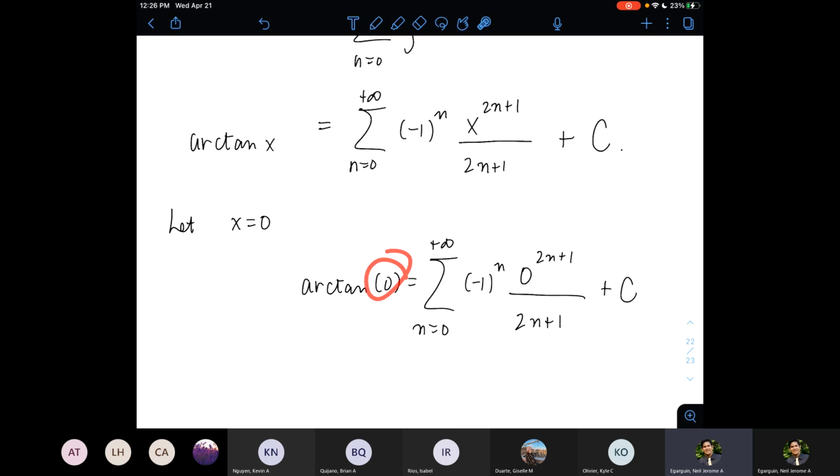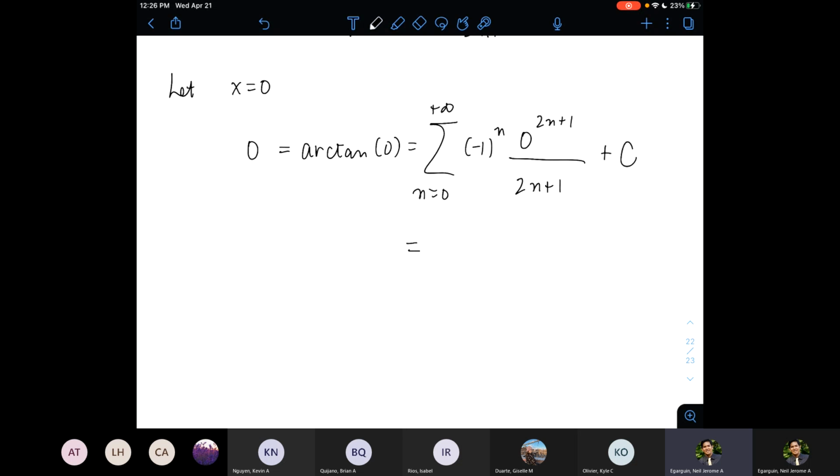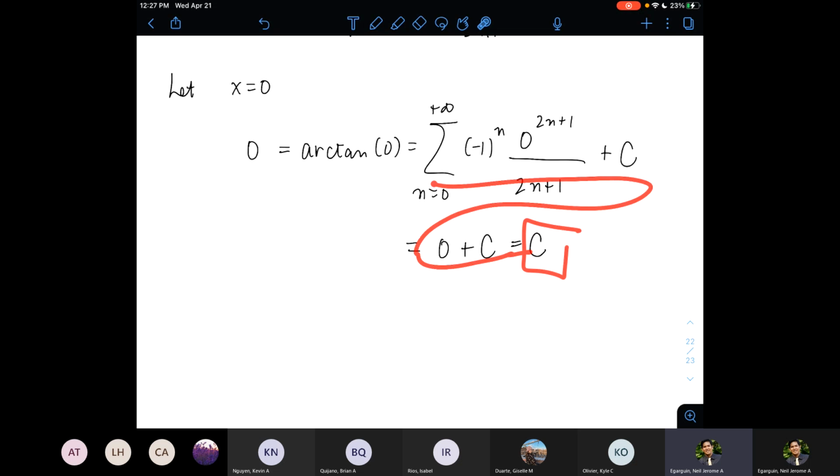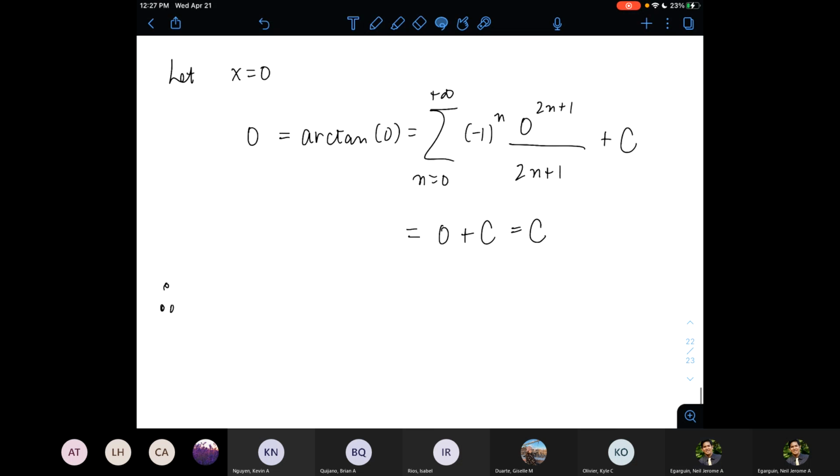But what is arctan of 0? Arctan of 0 is 0, right? Because tangent of 0 is 0. But the right-hand side is just a sum of a bunch of zeros. So that technically will still be 0 plus c. That means this is c. So what we have seen here is that c is equal to 0. So therefore, our expansion for arctan will exactly be this guy, because c is equal to 0.